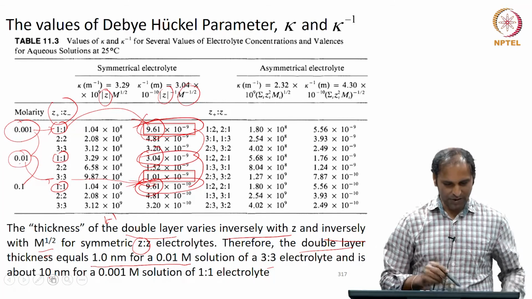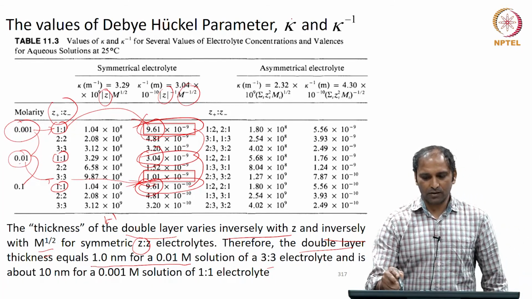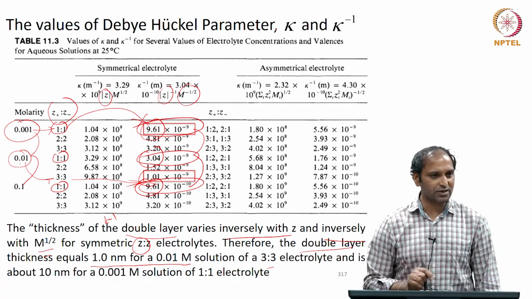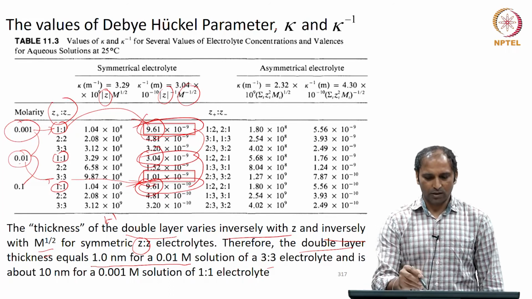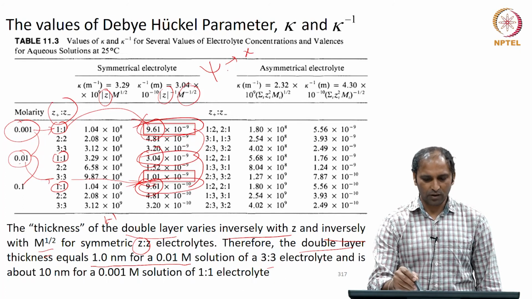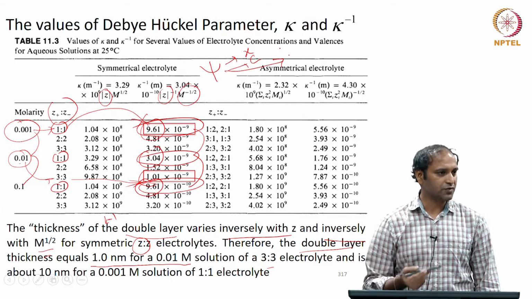So, basically the formalism that we have done, the Debye-Huckel approximation, essentially captures how the potential varies with distance, how it varies with the electrolyte concentration, and how it varies with the type of electrolyte that you have used.